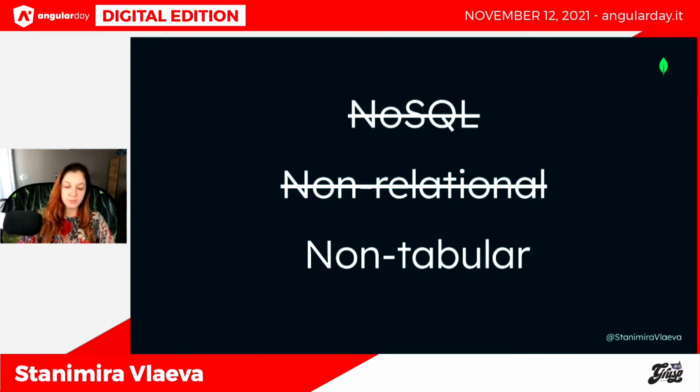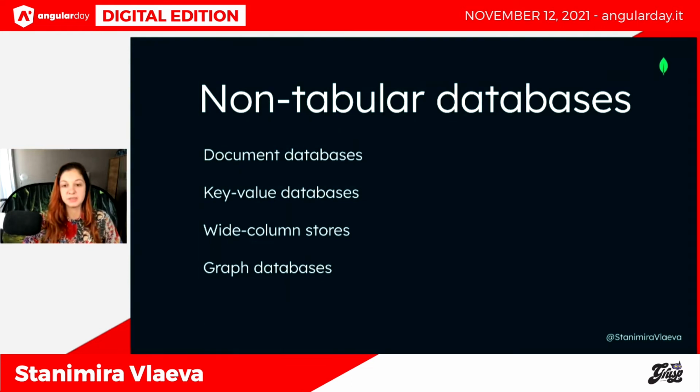And we have four main types of non-tabular databases, depending on the data model that they use. First, we have document databases, which store data in documents. Then we have key value databases, which store data in key value pairs. We also have wide column stores and graph databases. So today we will be focusing on document databases and more specifically on MongoDB, which is the leading document database.